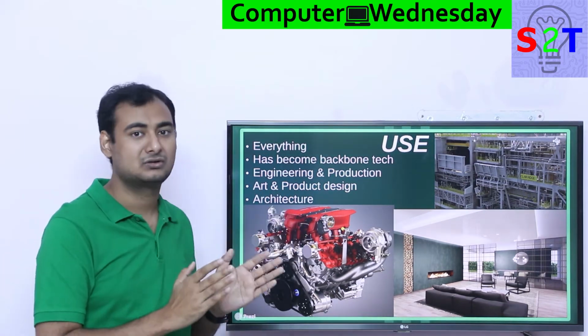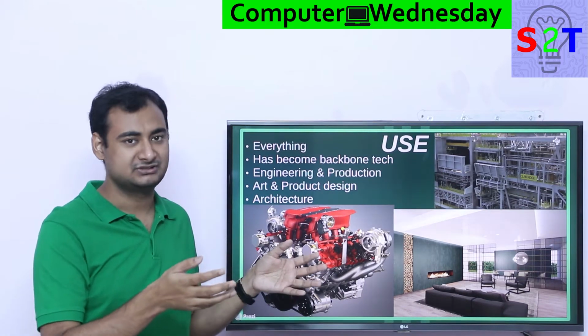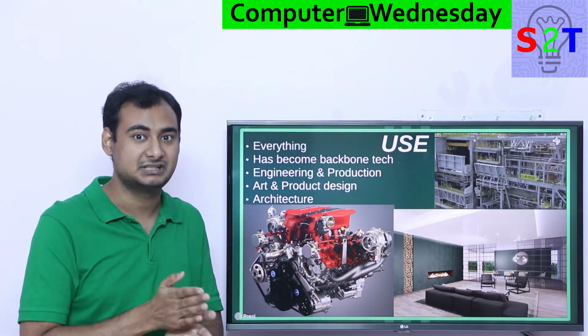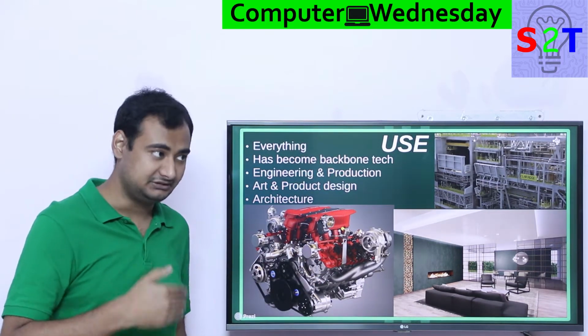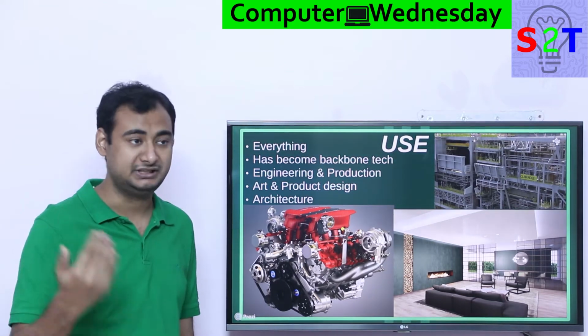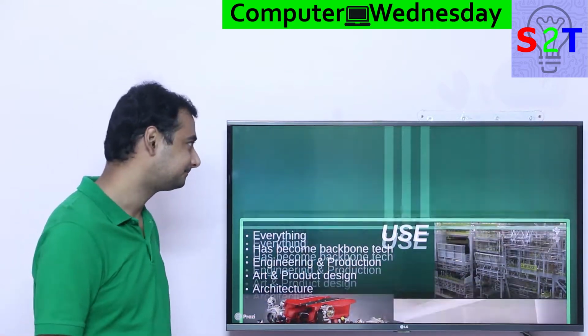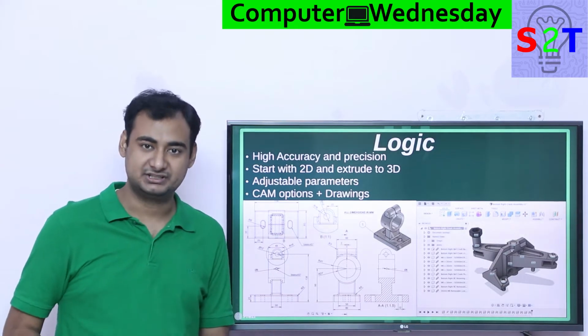CAD is no longer a luxury some big companies use. No, no, no. It's not like carbon fiber. It's like metal. Every Tom, Dick and Harry uses it. So if you are in engineering or doing electrical works or anything like that, you have to use this. Now, what is the logic behind this?